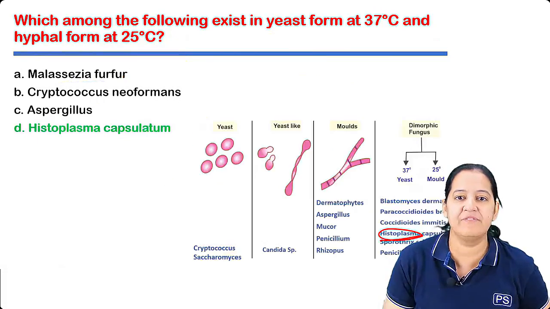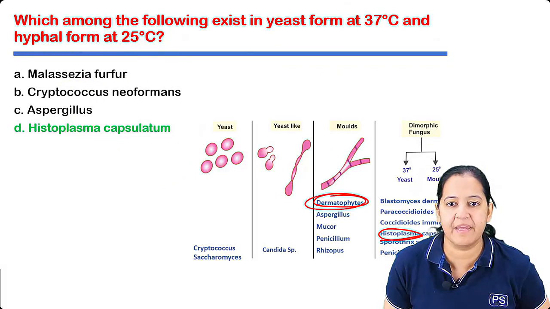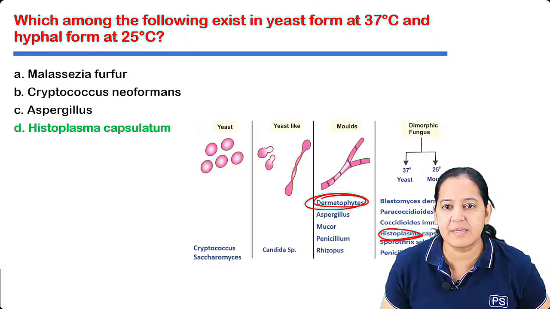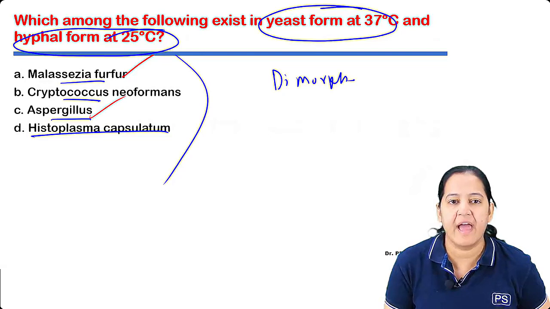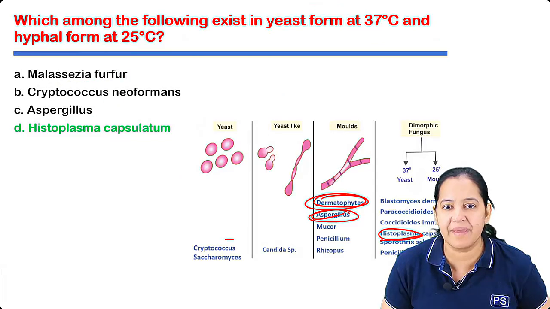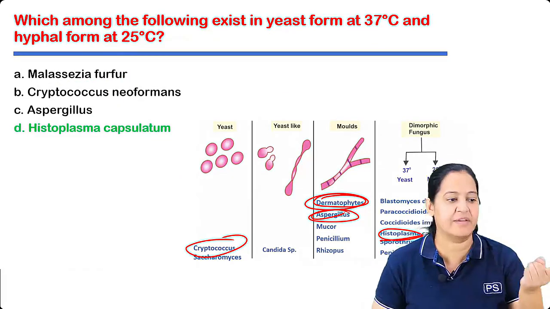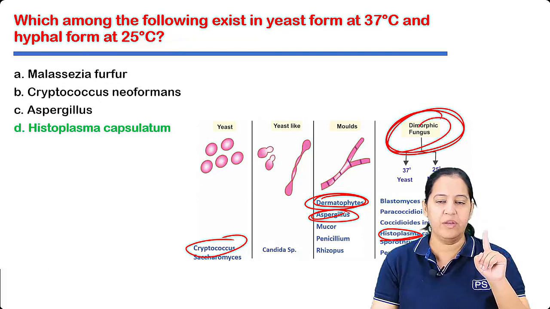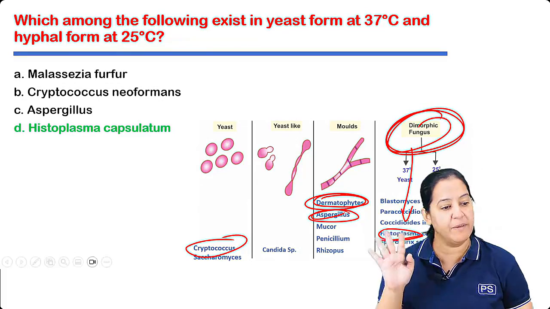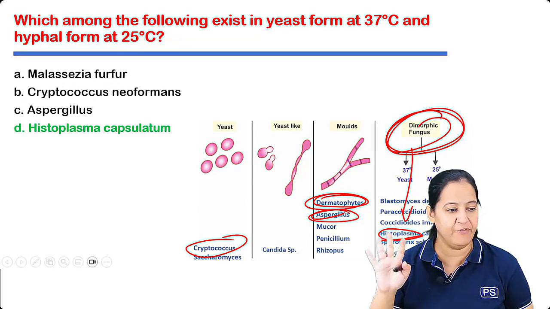So Malassezia furfur is one of the dermatophytes. It's coming here. Aspergillus is also coming here, okay? And Cryptococcus is coming here. So you can see the other three are coming in other categories. They are asking dimorphic. So only one of the options is coming here. So you will become double sure. So answer is D. How many of you are confident with me?